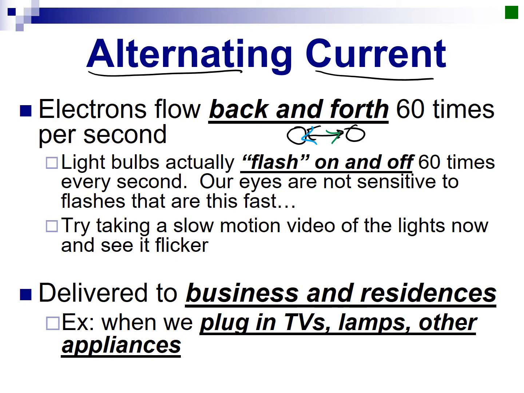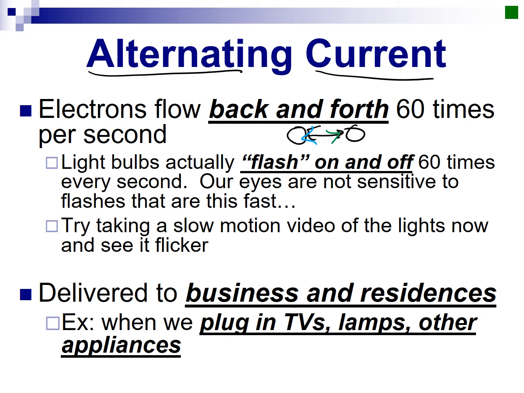So our light bulbs actually use alternating current. If you were to do a slow-mo video, you could actually see them constantly flicker on and off. Our eyes are just not sensitive enough to realize that it's flicking on and off. When we look up at a light, it looks like it's constantly on, but if you do a very slow-mo video, you can actually see that it goes off and on, off and on, off and on. It's a very slight flickering.